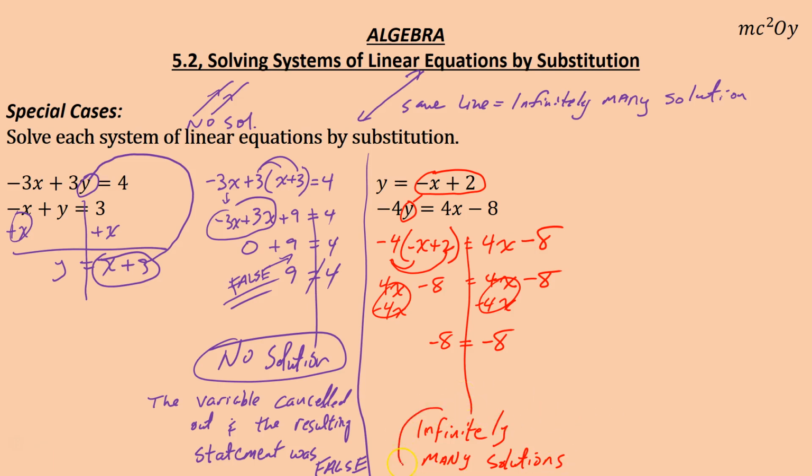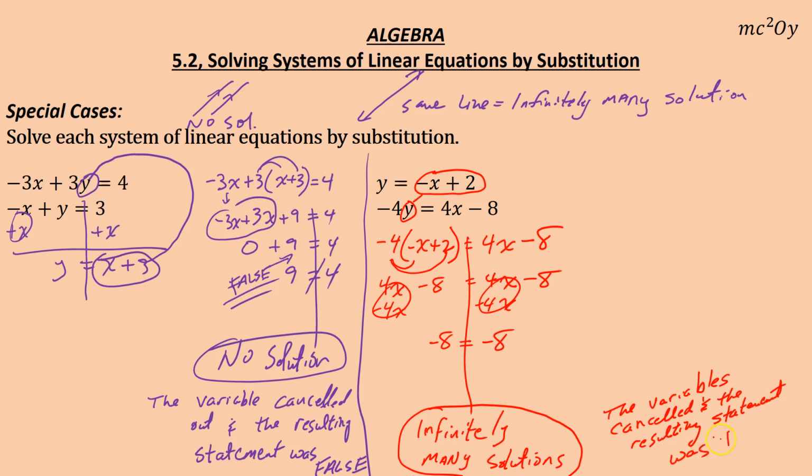What you can do is, if you want to abbreviate it, you can call it IMS. Okay? But what happens is the variables canceled. We probably should have said that over there as well. And the resulting statement was true. All right. So this is true. Okay. Therefore, it's infinitely many solutions.